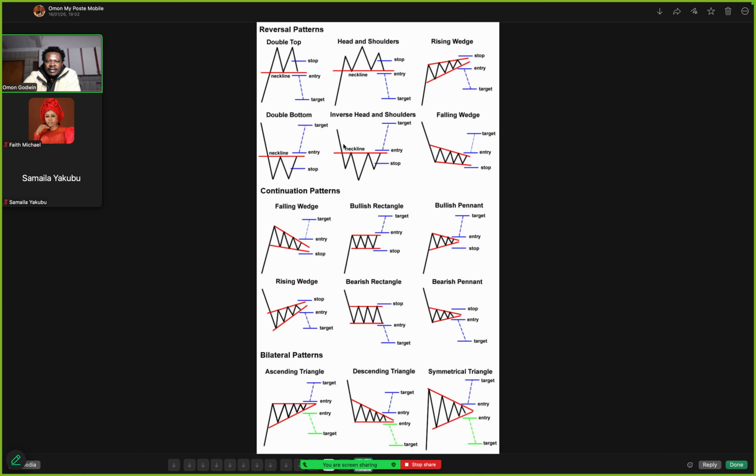Then these three are the inverses. This is the inverse head and shoulders, the inverse of this head and shoulders. If you turn this one upside down, you will have something like this. If you turn the double top upside down, you will have a double bottom. This is the double bottom. This is the inverse head and shoulders. Then the inverse of our rising wedge is the falling wedge.